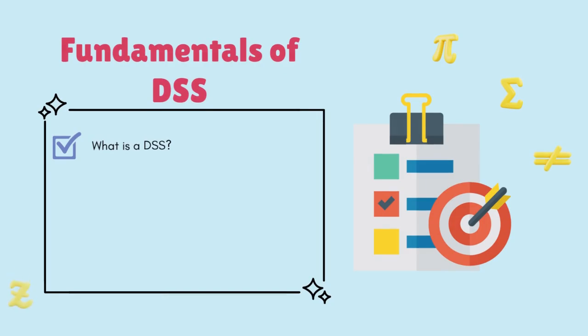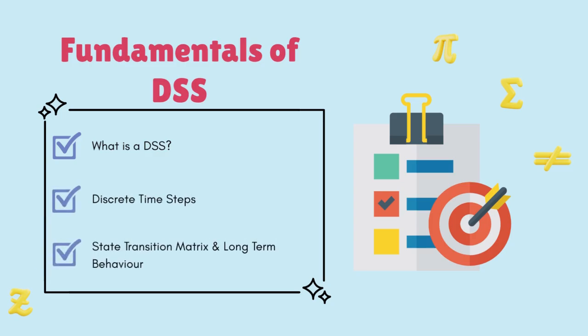Okay, here's our game plan for this explainer. We're going to define what a discrete dynamical system is, establish discrete time steps, interpret the state transition matrix, predict long-term behavior, and finally, finish up with a solid exam review.